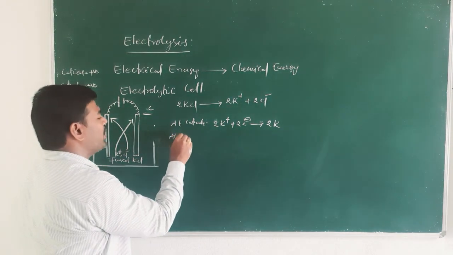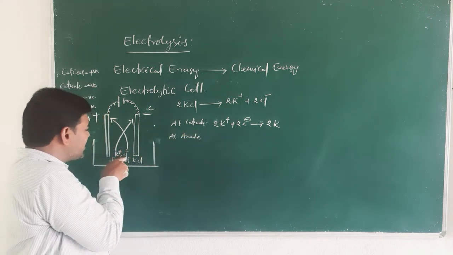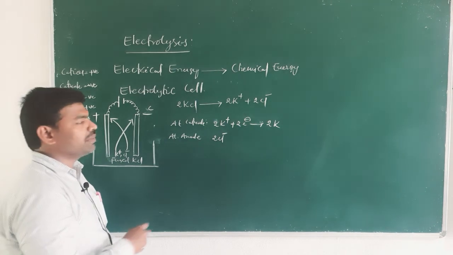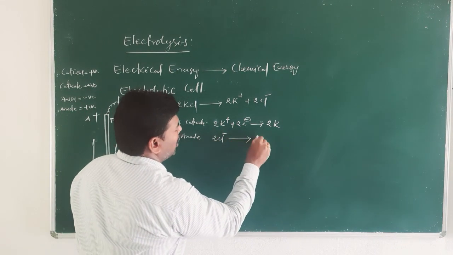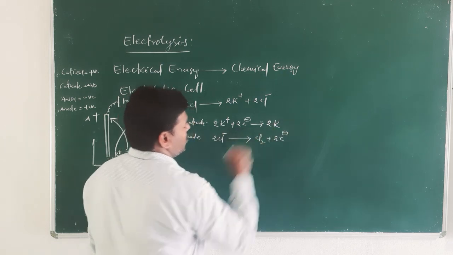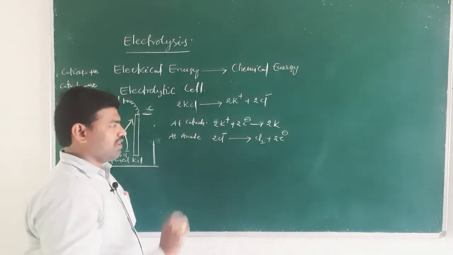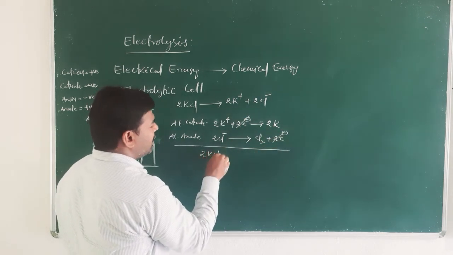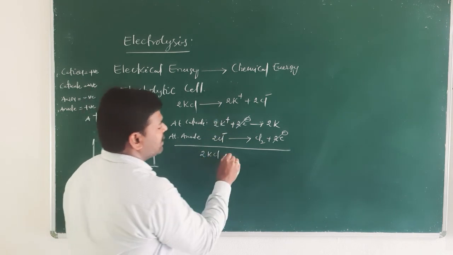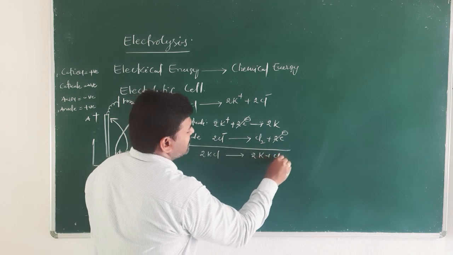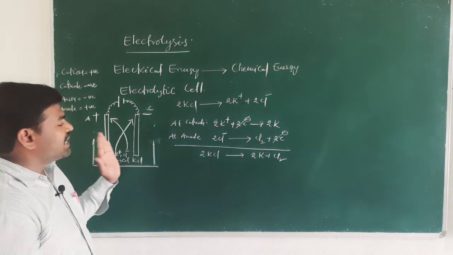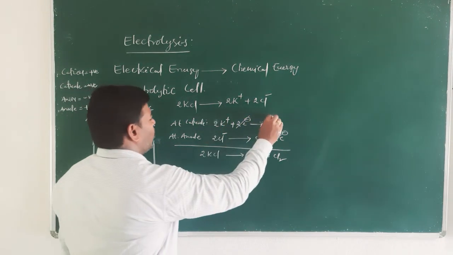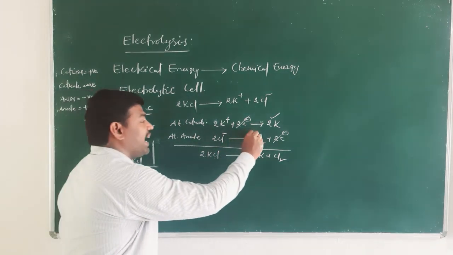Next, at the anode, Cl- ions undergo oxidation. I am writing the stoichiometric equation: 2Cl- ions undergo oxidation to give Cl2 gas and 2 electrons, since oxidation is nothing but loss of electrons. So the net reaction: these 2 electrons and these 2 electrons cancel, and 2KCl, that is 2K+ and 2Cl-, gives rise to 2K plus Cl2 gas. That is, electrolysis of fused KCl gives potassium at the cathode and Cl2 gas at the anode.